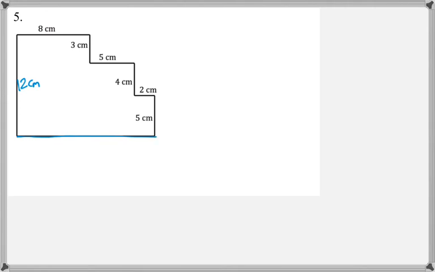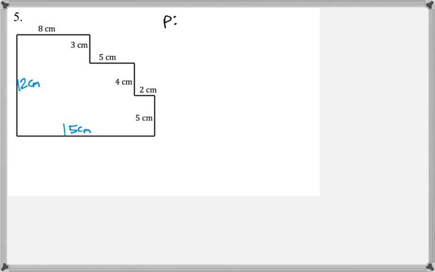The bottom, we know from here to here will be 8. We know from here to here will be 5. And here to here will be 2. So 2 plus 5 plus 8 is going to get us 15 centimeters.